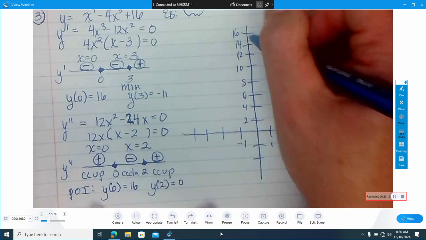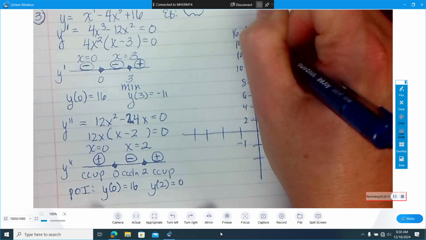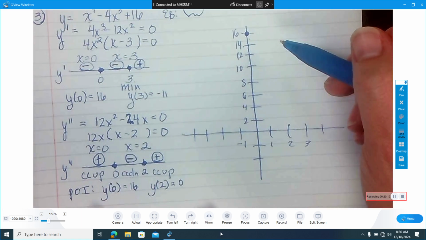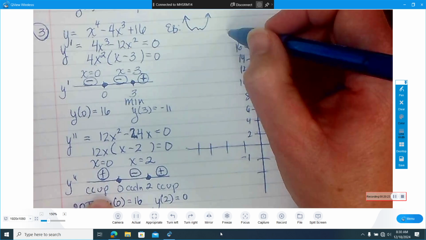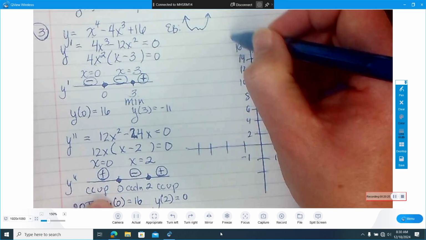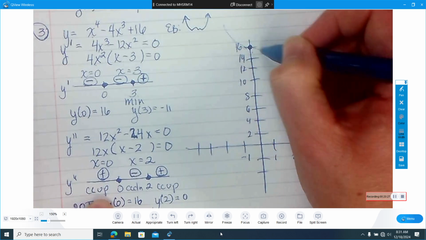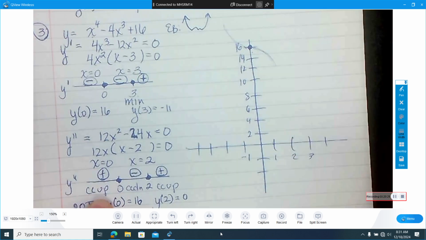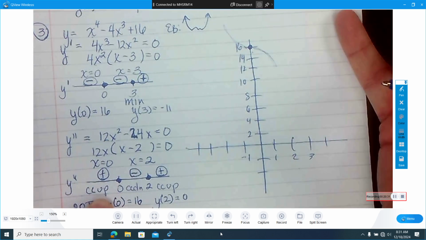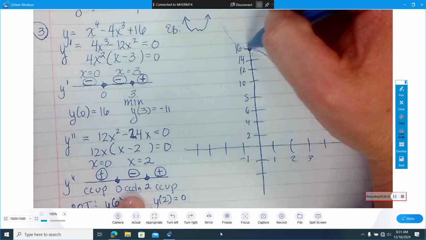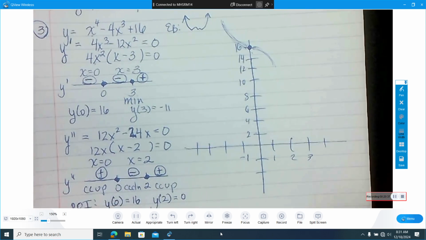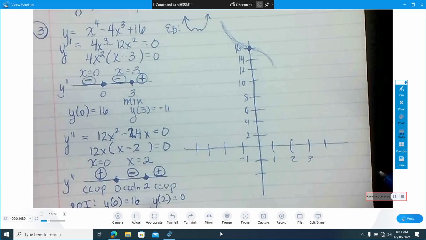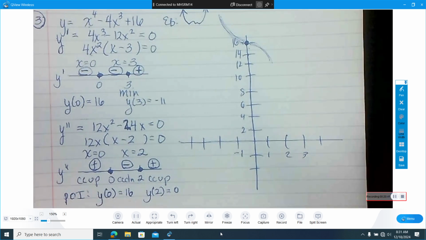At 0, 16, that turns out to be a point of inflection, in which case we're changing from concave up to the left of that, and then concave down to the right of that. And so that's kind of a nice thing. So you can see the concave up part and then concave down. There's really a lot of information just with concavity in terms of the shape.